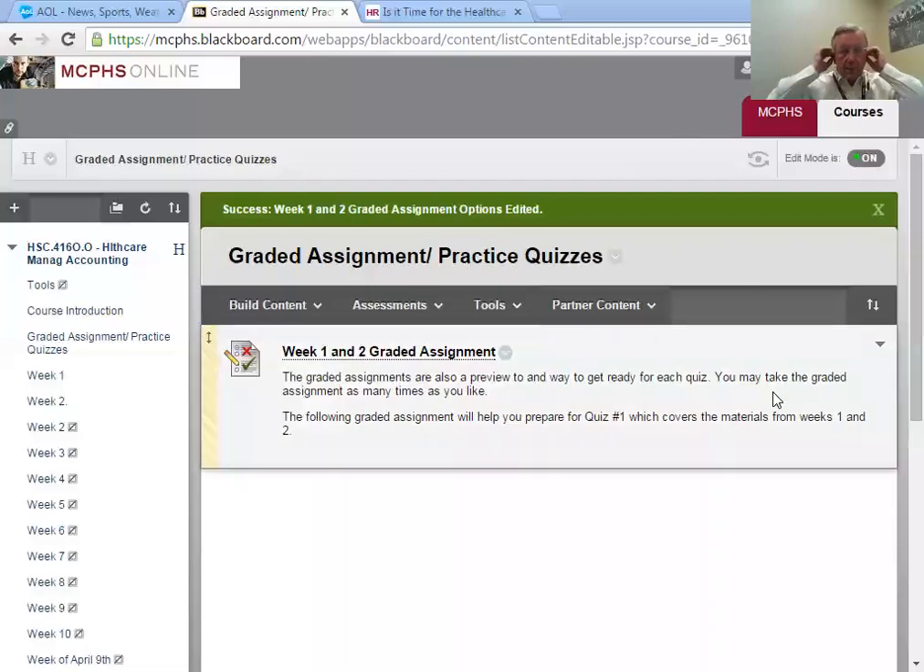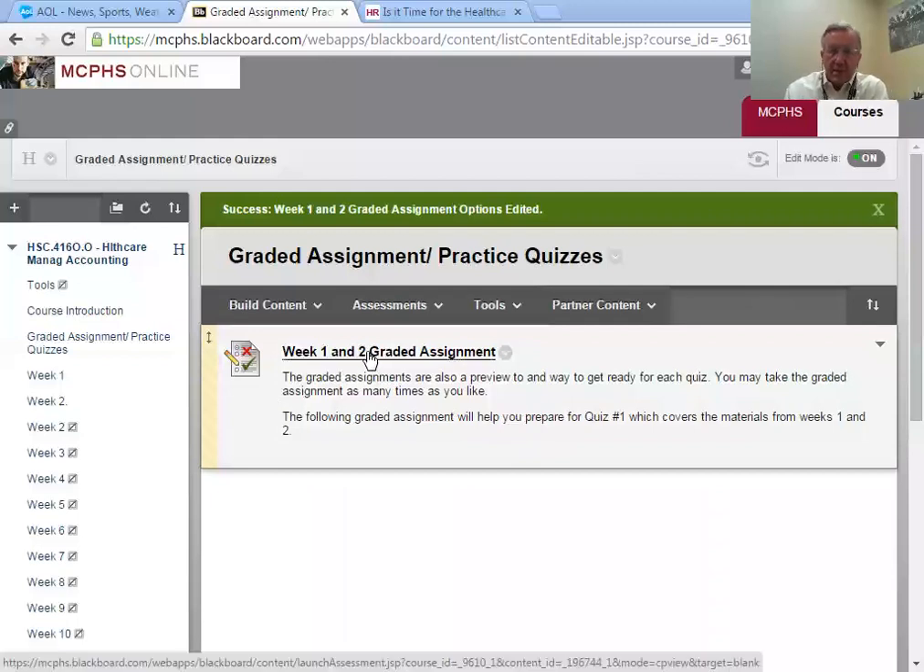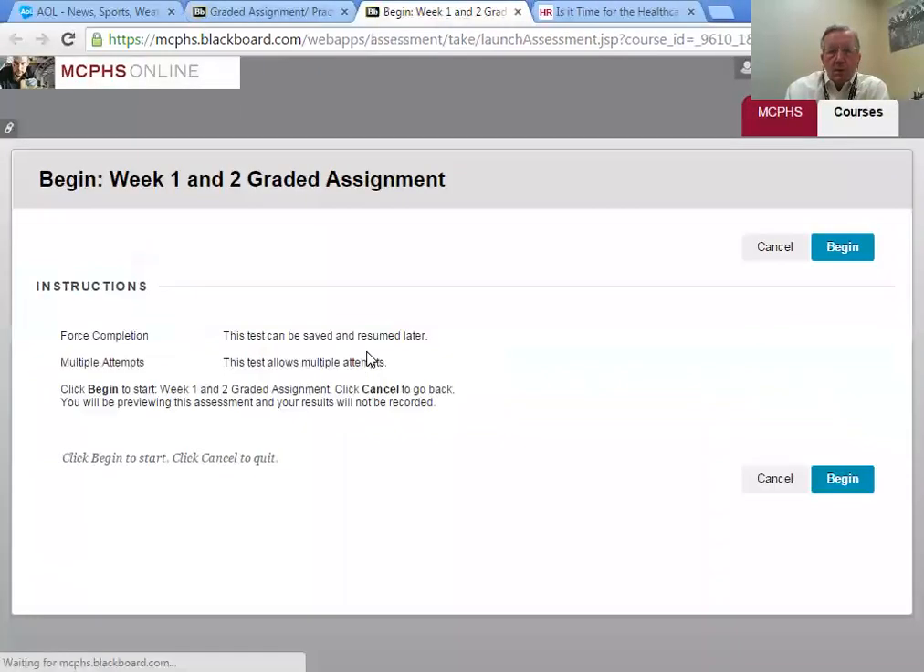Okay, as promised, I've posted a graded assignment, which will also help you with the practice. I'm also calling it a practice quiz, and this will help you get ready for quiz one, which I'll release on Thursday. Let me show you what's in the practice quiz slash graded assignment, which you can open and close as many times as you want.